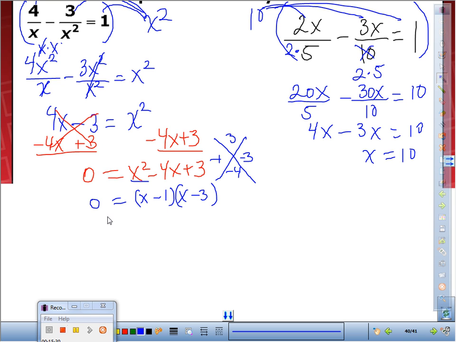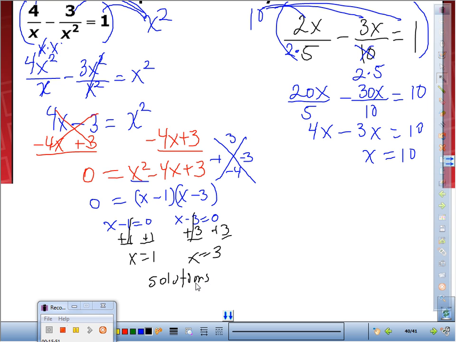Set each one equal to 0. X minus 1 equal to 0. X minus 3 equal to 0. Let's solve. Add 1, x equals 1. Add 3, x equals 3. And those are my solutions. And if we were to graph this, these are the roots, zeros, and x-intercepts. Remember that? Yeah, that deserves a bam. All right? And it's that simple. That's all we do.